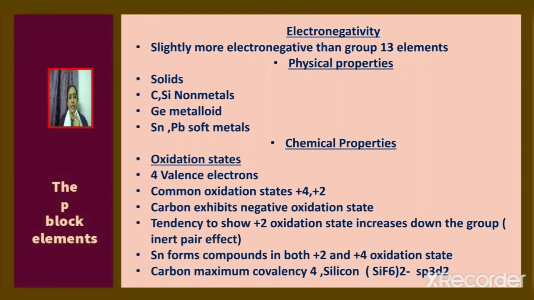The maximum covalency of carbon is 4. It is because carbon does not contain any d orbitals. Whereas silicon can exhibit a maximum covalency of 6. It is due to the presence of d orbitals. For example, silicon can form SiF6 2-, in which the state of hybridization of silicon is sp3d2.